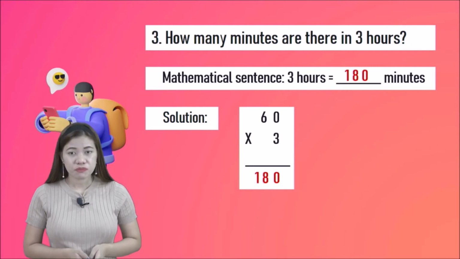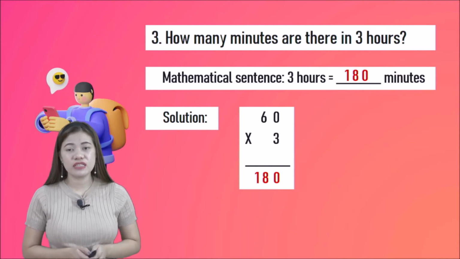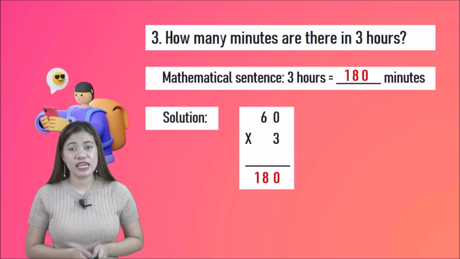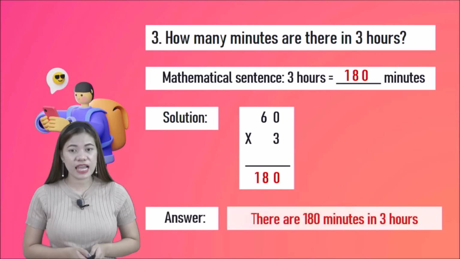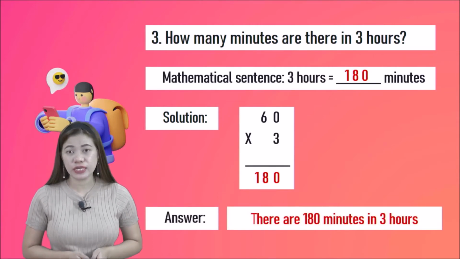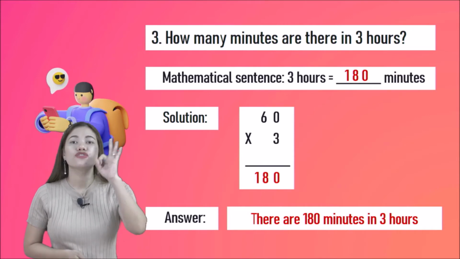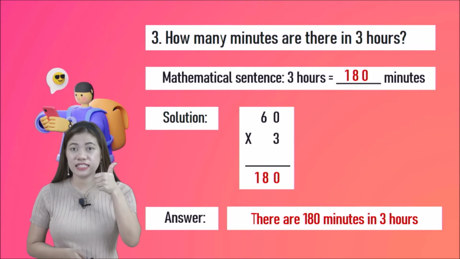So our final answer in mathematical sentence, 3 hours is equal to 180 minutes. So our final answer, there are 180 minutes in 3 hours. Okay, kids, get it? Very good.